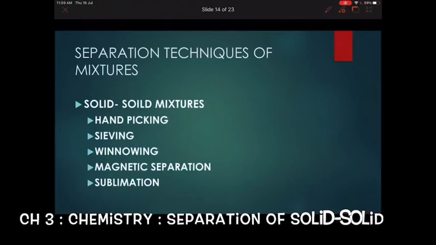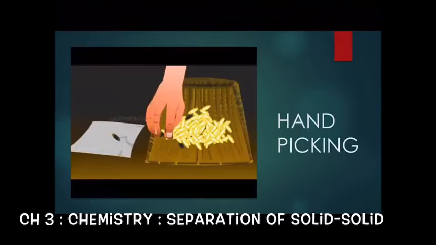So students, next topic is separation techniques of mixtures. First, we will learn how we separate a solid from a solid mixture. Like how will you separate the grains of stones or particles of stones from rice or pulses. So the various ways of solid mixture separations are hand picking, sieving, winnowing, magnetic separation, and sublimation.